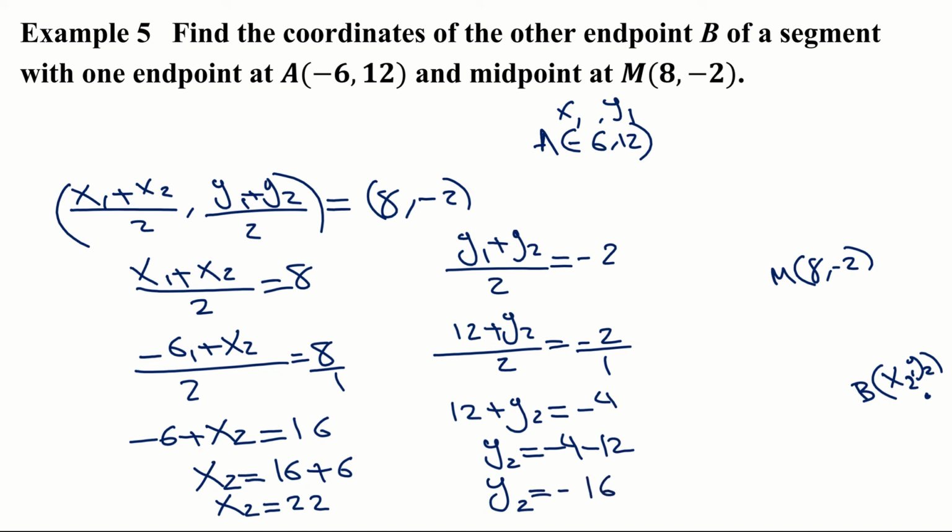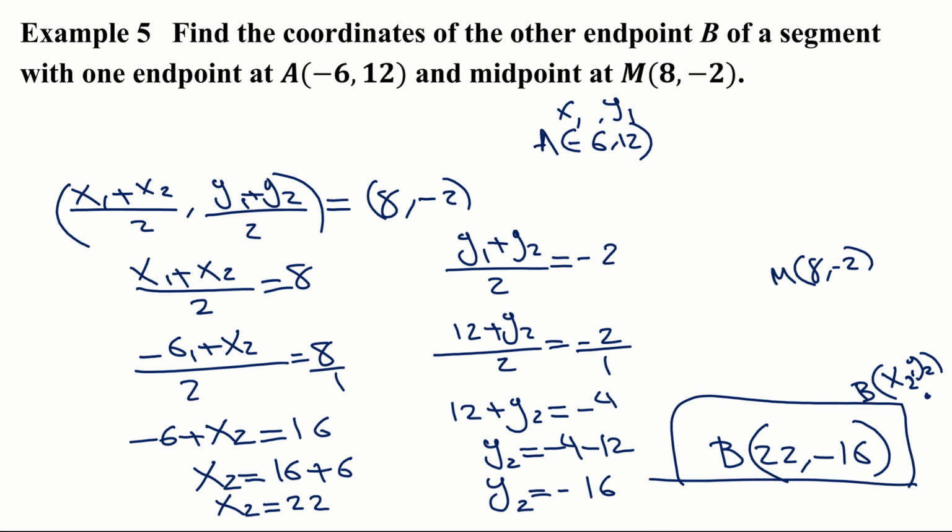There we have it. We just found the coordinates of the point B, and they happen to be 22 and -16. All right, so as a good exercise, you could go ahead and find the midpoint of these two points and verify that it is this. That would be a good check to make sure that you've done it correctly. So take a couple of minutes to do that and then move on to the next problem.